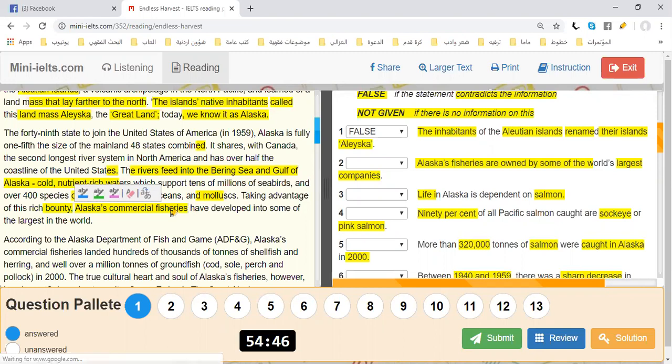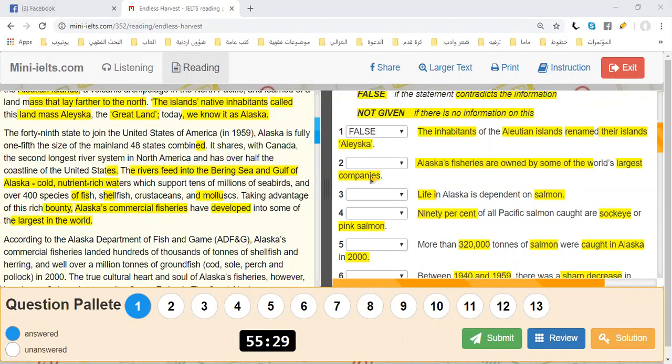We have the keyword here, fisheries. Alaska's commercial fisheries have developed into some of the largest in the world. This is the statement in the passage. What about the statement in the question? Alaska's fisheries are owned by some of the world's largest companies.